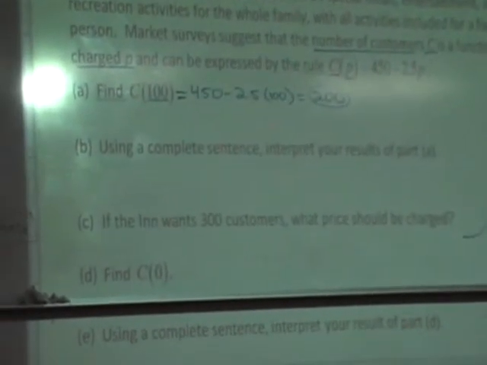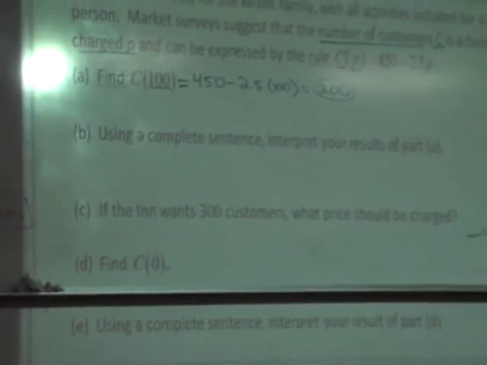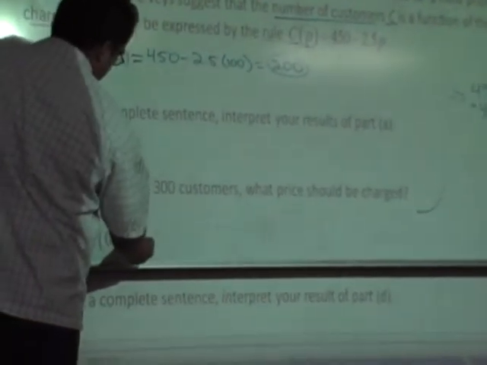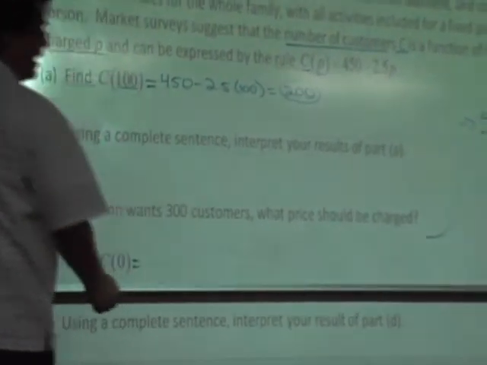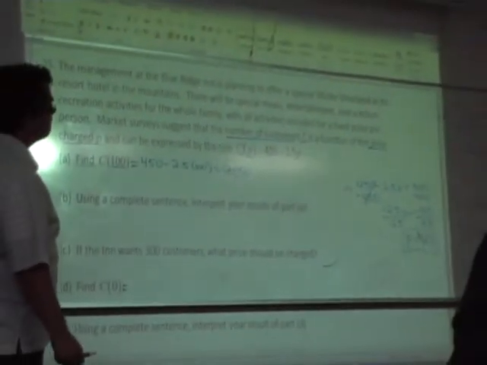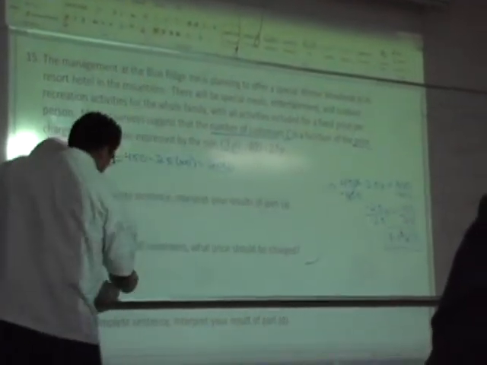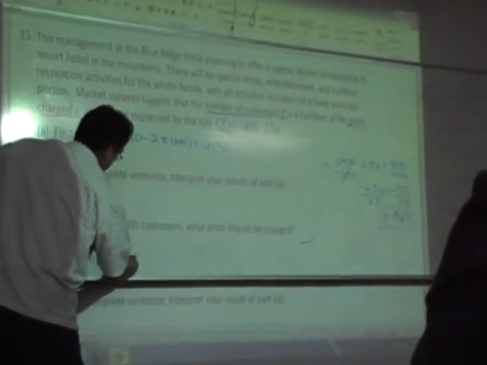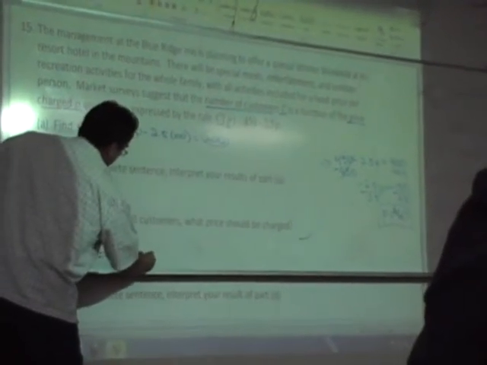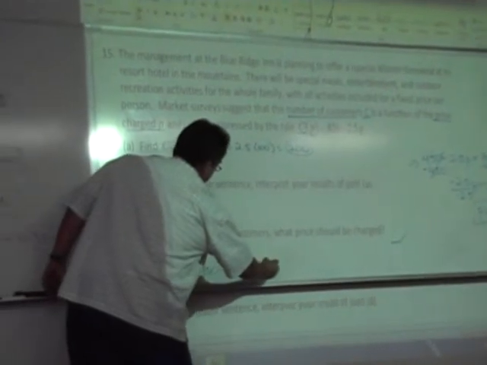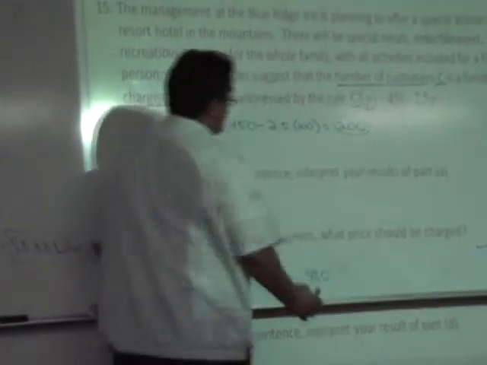Last one here. Oh no, there's two more. Find C of 0. If you plug in a 0 for price, right? What would be the value of the expression here? You would have 450 minus 2.5 times 0. What is that going to give you? 450.